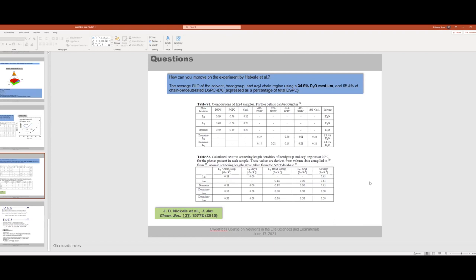I must just say, it's incredibly impressive with your contrast matched bacteria. That's super cool and informative as well.